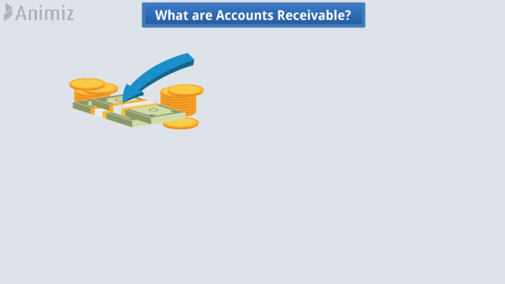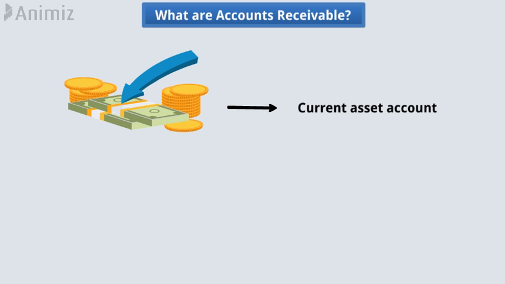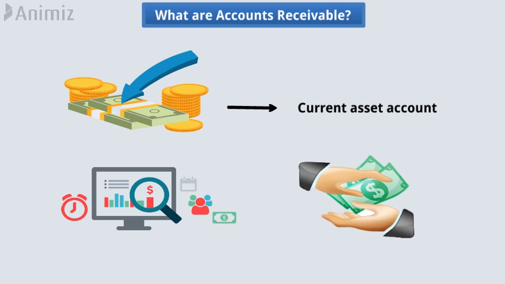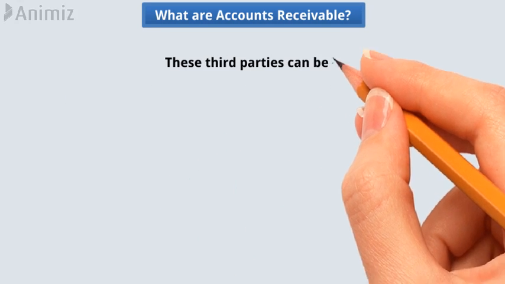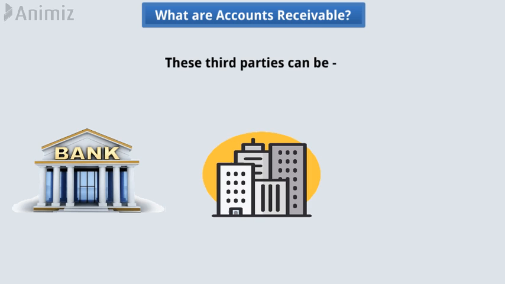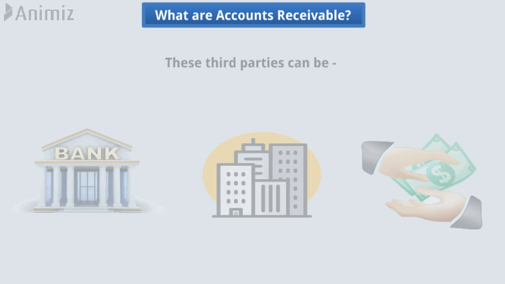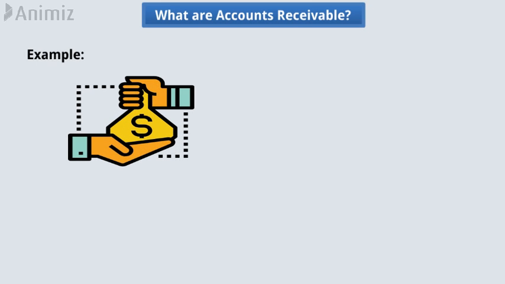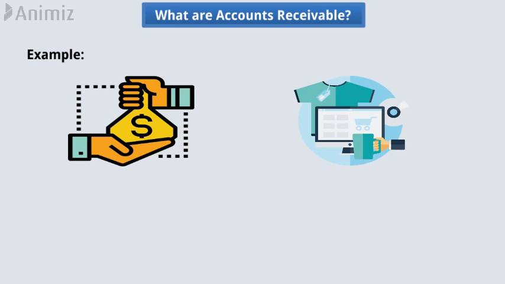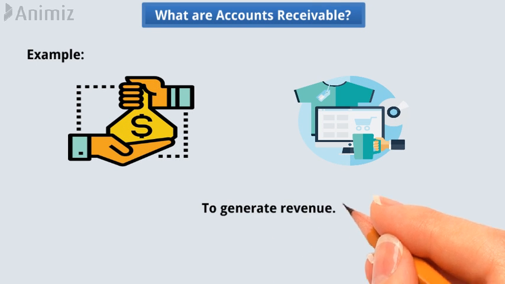Now come to, what are accounts receivable? Accounts receivable is a current asset account that keeps track of money that third parties owe to you. Again, these third parties can be banks, companies, or even people who borrowed money from you. One common example is the amount owed to you for goods sold, or services your company provides to generate revenue.